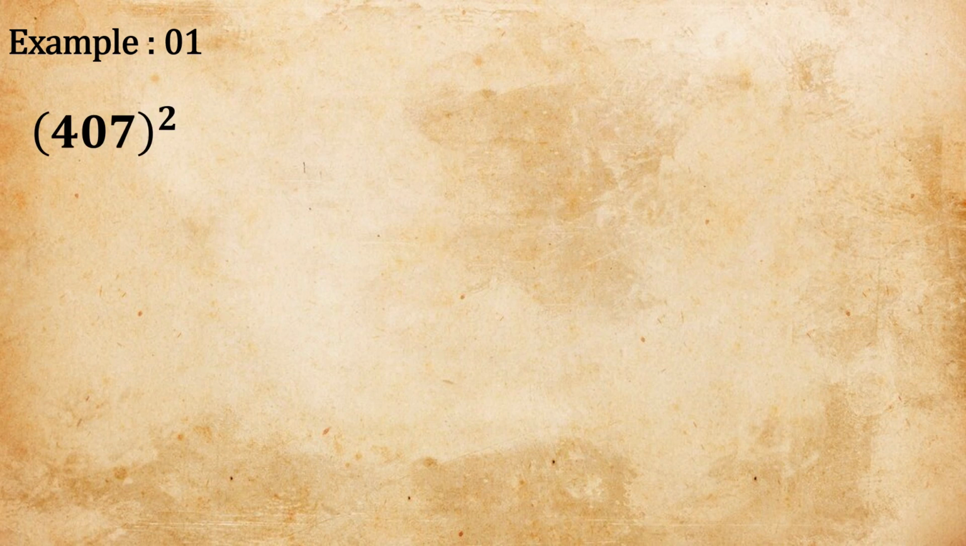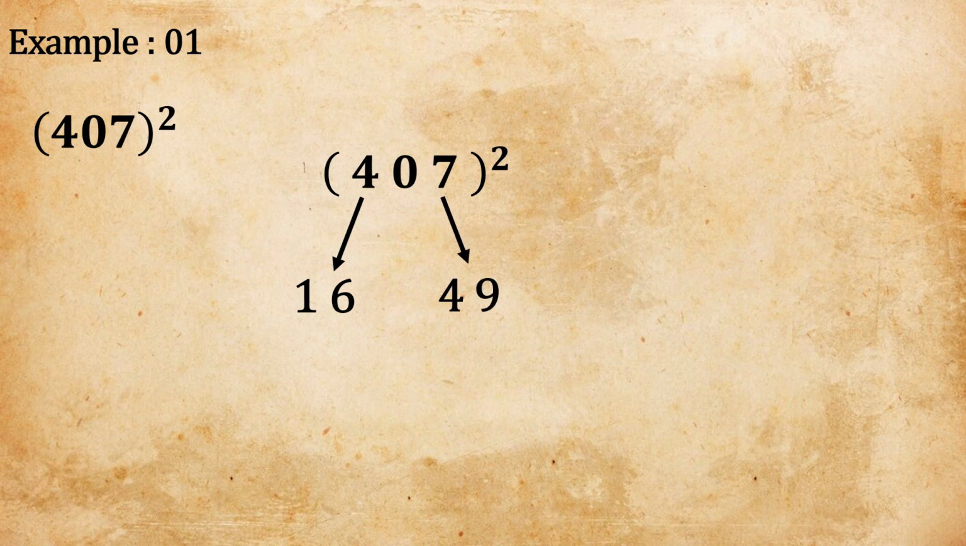Suppose you want to find the square of 407. First, square the first digit 4, which gives you 16. So, we write that here. Next, square the last digit 7, which gives 49. And we write it here.